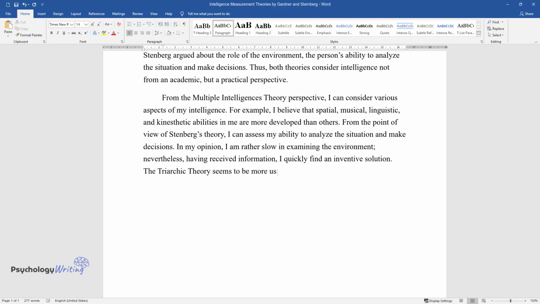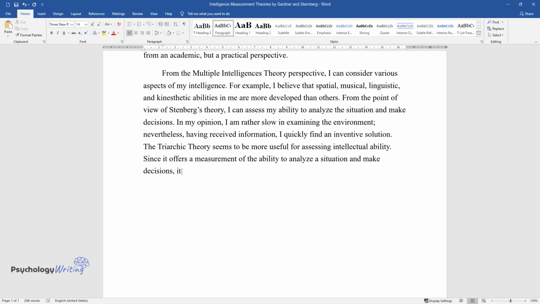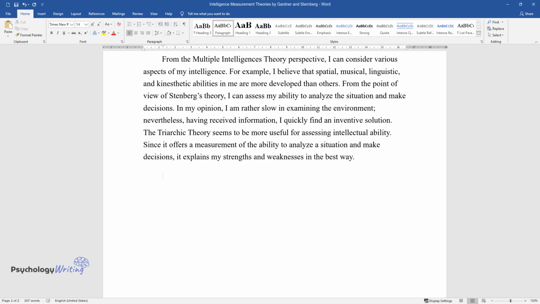The triarchic theory seems to be more useful for assessing intellectual ability. Since it offers a measurement of the ability to analyze a situation and make decisions, it explains my strengths and weaknesses in the best way.